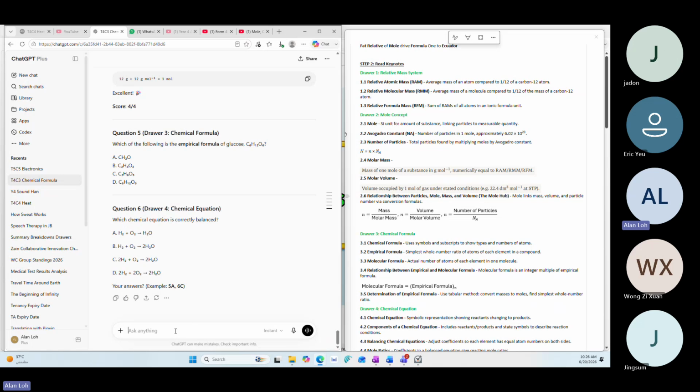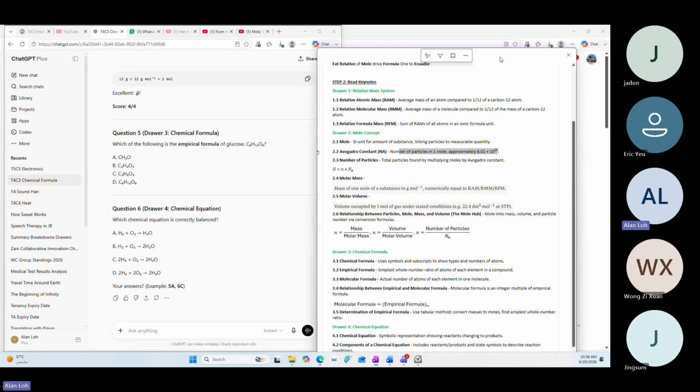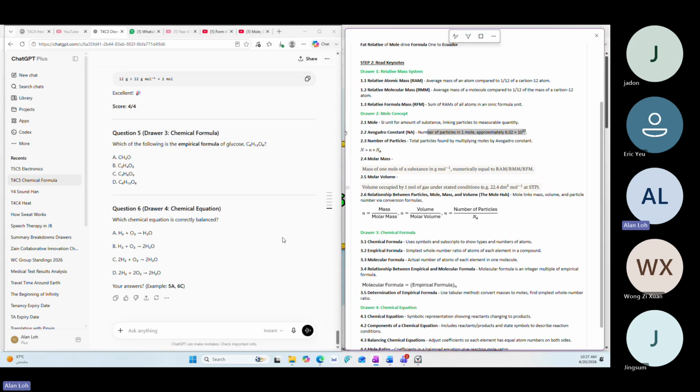Which of the following is the empirical formula of glucose? You have to remember what is empirical, right? Empirical and molecular. If you do not know what is empirical formula, then obviously you will not know the answer. Remember, you have this side as your reference. This is the empirical formula.